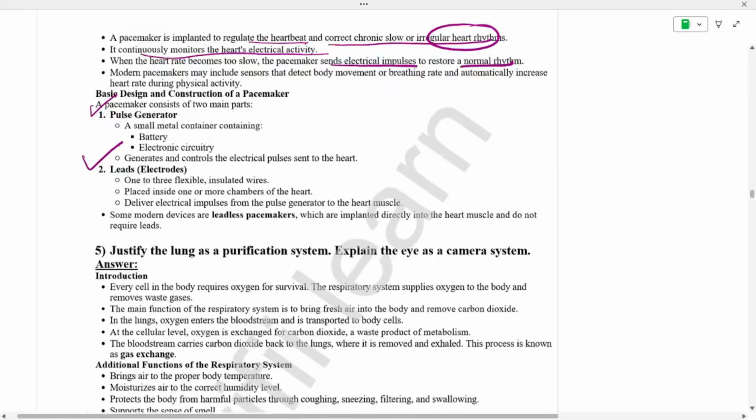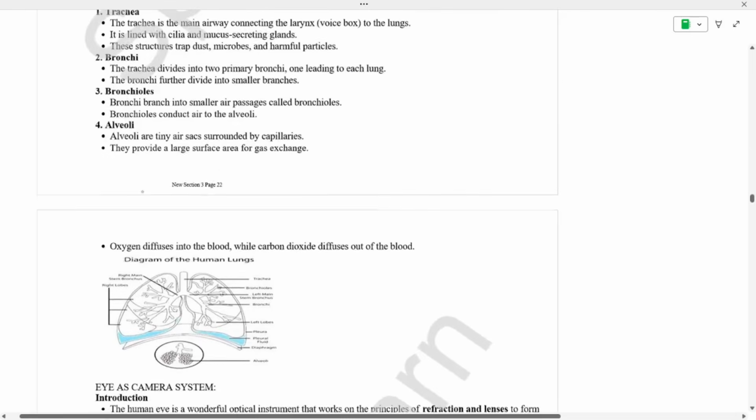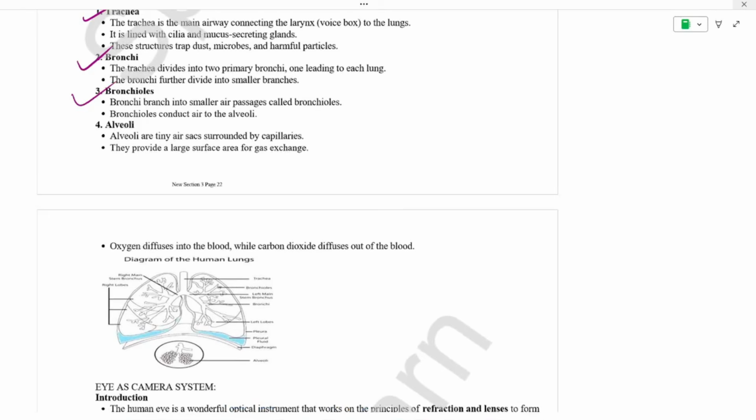Okay, next, lung as a purification system. I will explain eye as a camera system. Lung as a purification system is nothing but the respiratory system, which supplies oxygen to the body and removes the waste gases. In the architecture, you can see it has trachea, bronchi, bronchioles, alveoli, and you can see this.